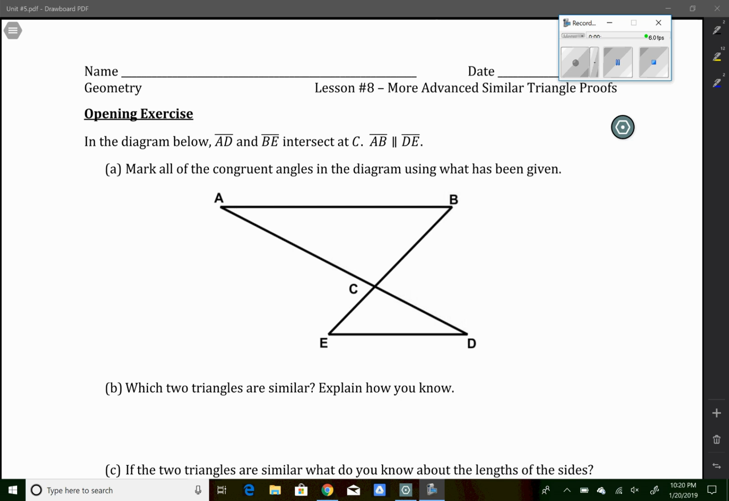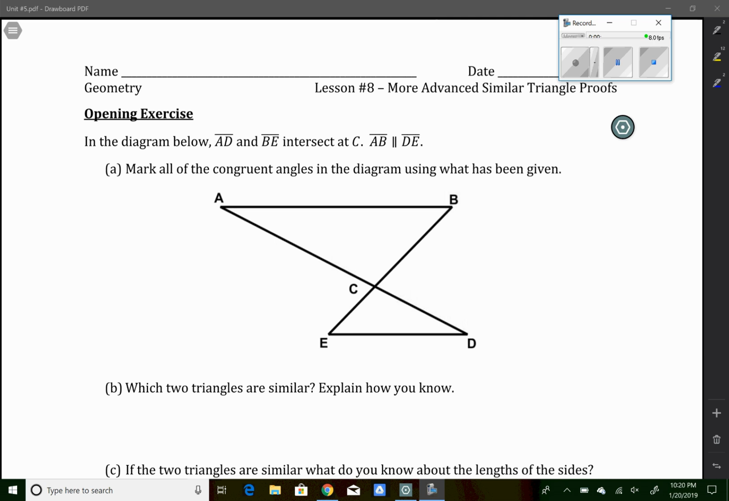All right, everybody, welcome here to lesson number 8, more advanced similar triangle proofs. So in class, we did most of this lesson, but I figured I'd make a video here that goes over the whole lesson from the beginning. So if you feel like you got a good grasp on what's going on, you can just fast forward to the point of the video where the homework starts or wherever we finished in class.